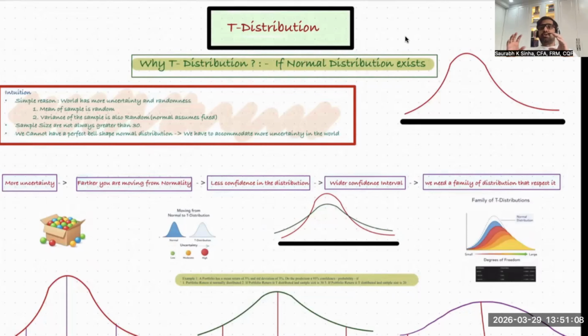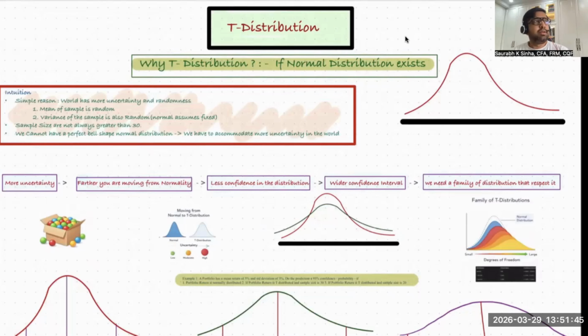Now, the only question that you should be asking yourself when you enter into t distribution is: why on earth do we have to use t distribution when we have such a pitch perfect normal distribution already existing in the world? Why can we not do our prediction with the help of normal distribution? Why do we have to move to t distribution? This is question number one, and this is the only question that you should be asking. If you try to understand the rationale behind why we cannot use normal distribution, you would understand why and when to use t distribution.